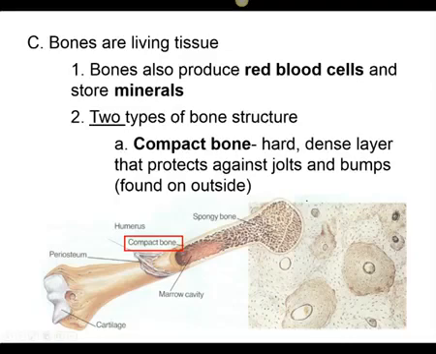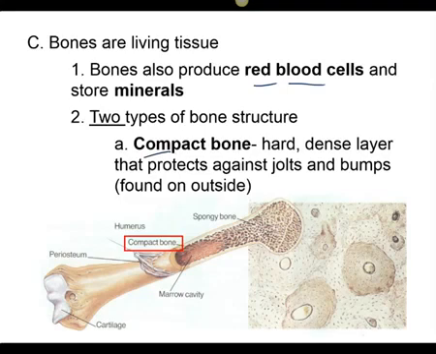Bones are alive. They literally have cells that produce products that can be excreted out that actually make the hard part of the bone. Now, inside of our bones is where we make red blood cells, and we'll talk about that. That's called our bone marrow. But the outside, the hard part, is actually composed of two different types of bone.